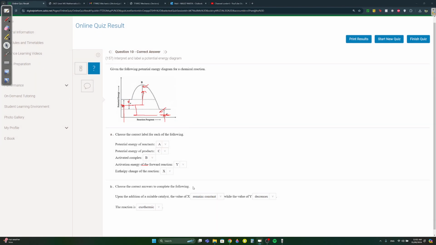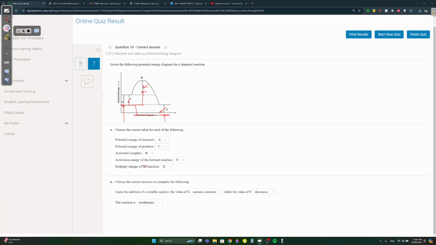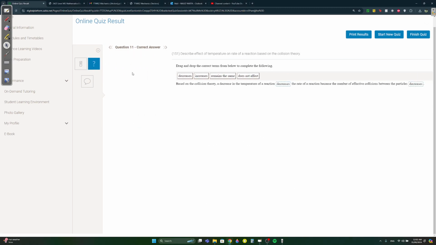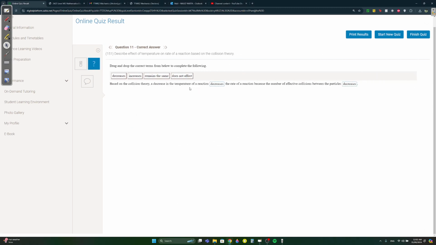Upon the addition of a suitable catalyst, what happens? Remember, the catalyst decreases the activation energy. So the value of X remains constant. Did we say it decreases delta H? No. We didn't say anything about delta H. Delta H stays the same. The enthalpy change stays the same. X is the enthalpy change, while the value of Y decreases because Y is the activation energy. So the activation energy will become less. What is this reaction? Is it exo or endo? Look, the energy of the products is less than the reactants, so surely it is exothermic.